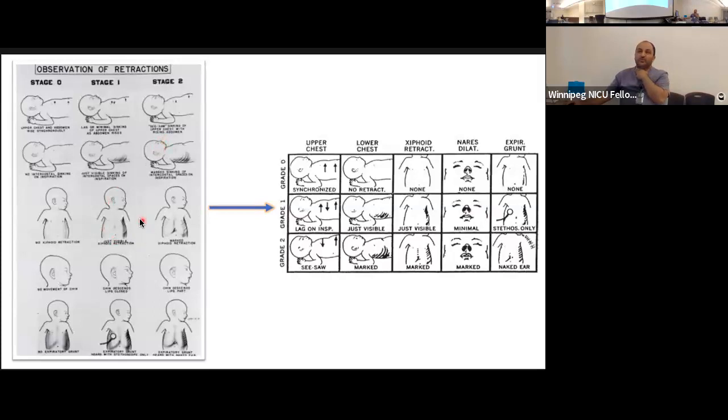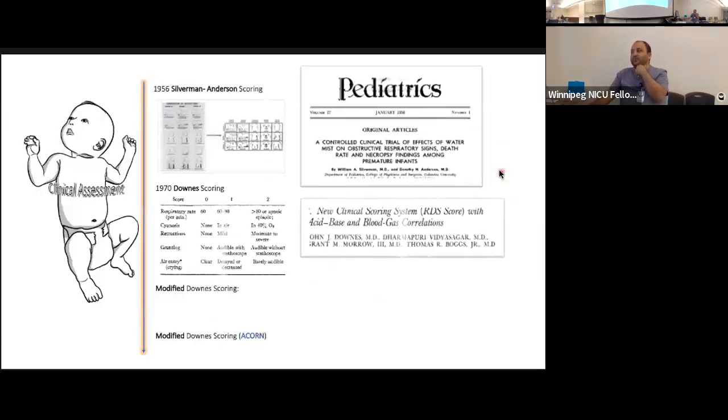So the main criterion was the retraction, and even nasal flaring was described, like the description of the chin and the lips, and how all these movements are happening. Then it was modified into 3 retraction items, nasal flaring, and grunting. Then Downs in 1970 came with another tool to assess, and they correlated it with the acid-base and blood gas status. Downs itself has been modified, especially when you speak of the cyanosis and the FiO2 requirement.